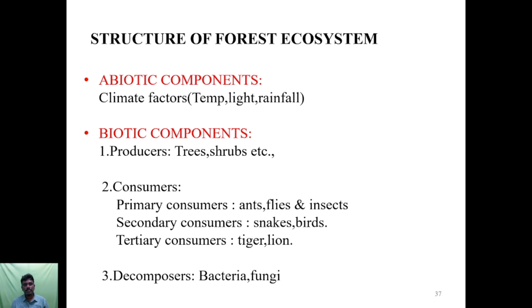Structure of forest ecosystem. Abiotic components include climatic factors, that is temperature, light, rainfall. Biotic components include producers, consumers, decomposers. Producers are trees, shrubs, grasses, etc. Consumers are primary consumers, secondary consumers, tertiary consumers. Examples: tiger, lion, snakes, birds, ants, insects. Decomposers are bacteria, fungi.